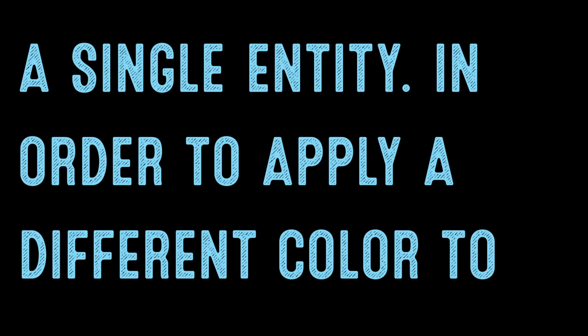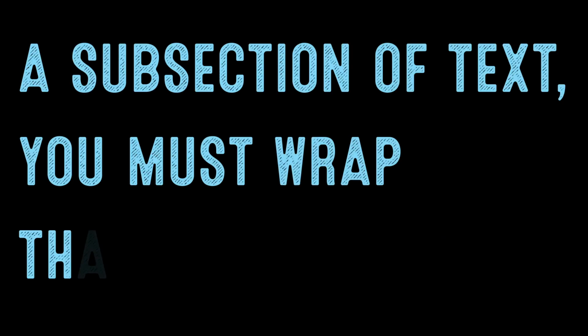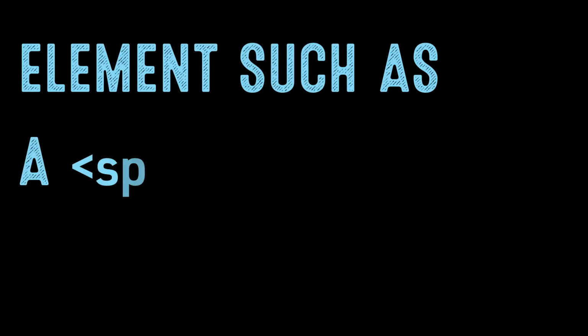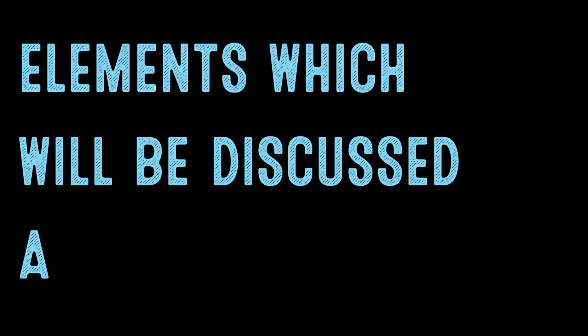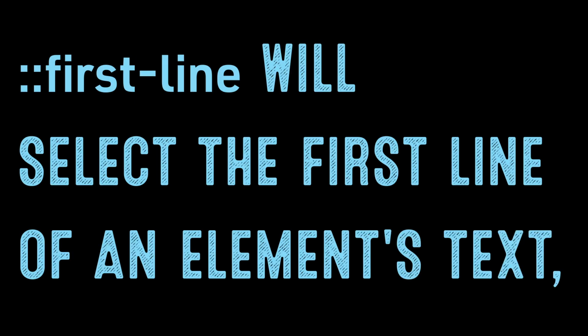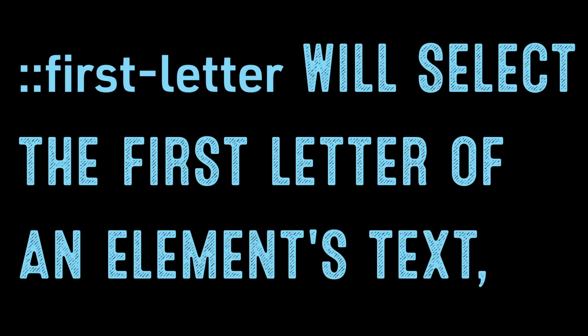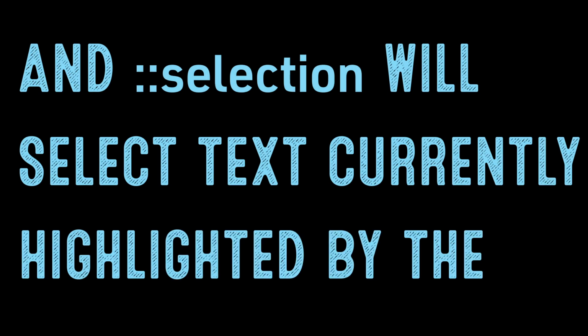In order to apply different color to a subsection of text, you must wrap that into another element, such as a span element or a strong element, or by using pseudo-elements, which will be discussed at a later time. But as examples, first-line will select the first line of an element's text. First-letter will select the first letter of an element's text. And selection will select the text currently highlighted by the cursor.